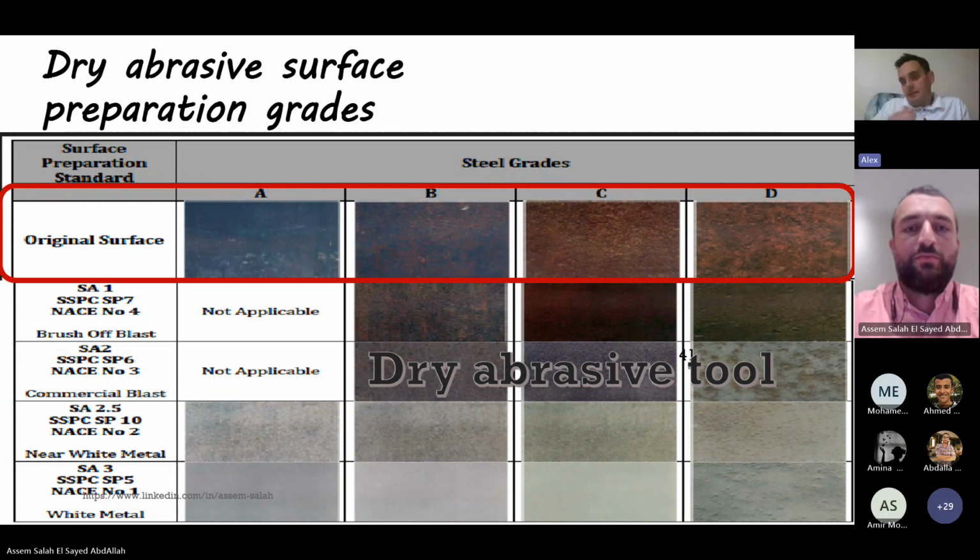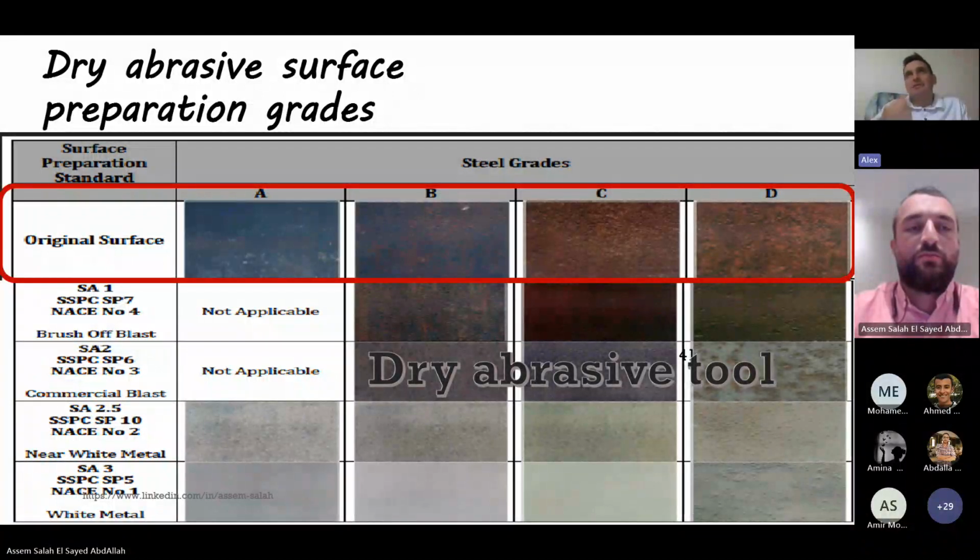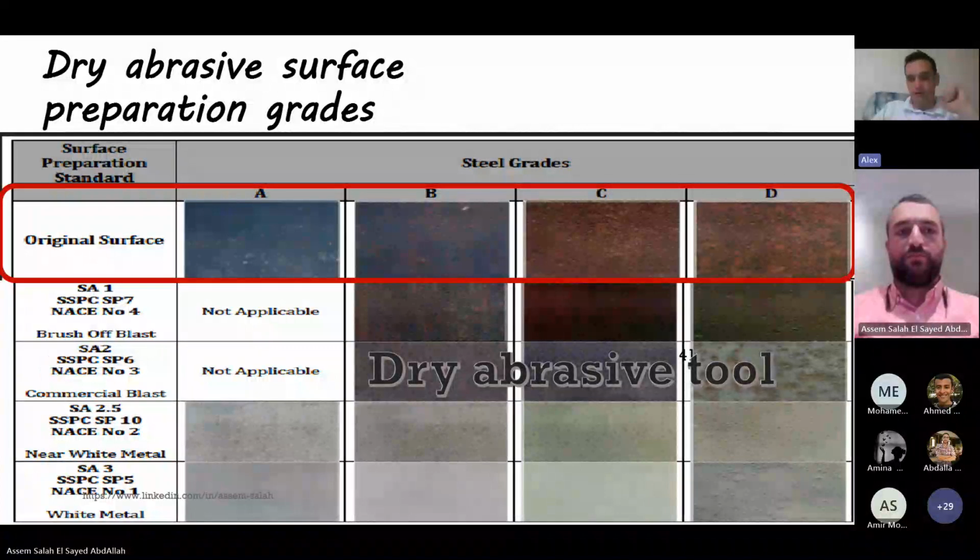I mean, the blaster operator must take a little more time and produce a thorough surface preparation to remove the mill scale from the surface, like you see in the photo. This photo is in front of the SA2. You will achieve this sort of visual standard, and you must make sure that you have removed all the mill scale before the application of any paint product.